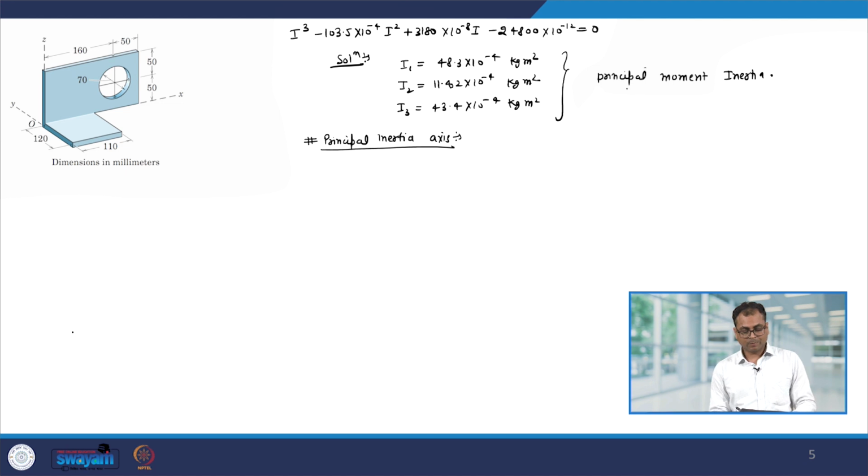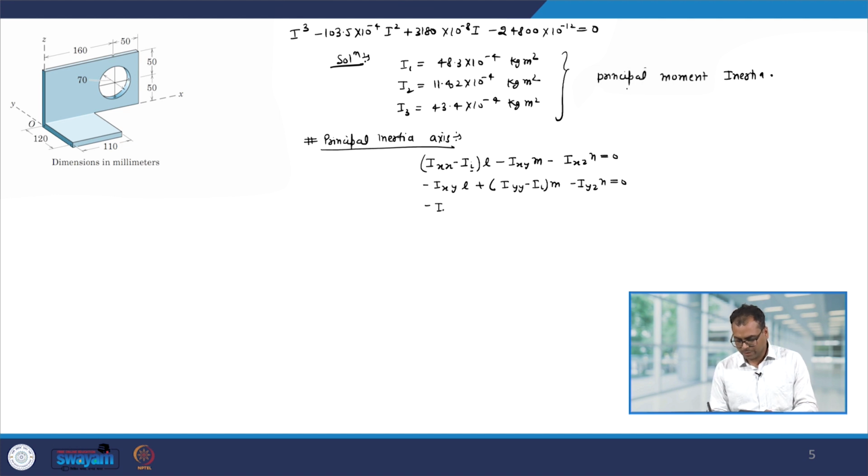Corresponding to I1, I2, I3, and for that we can use the equations (Ixx − Ii) l − Ixy m − Ixz n equal to 0, −Ixy l + (Iyy − Ii) m − Iyz n equal to 0, −Izx l − Izy m + (Izz − Ii) n equal to 0, where small i corresponds to 1, 2 and 3. We also have l² + m² + n² equal to 1.